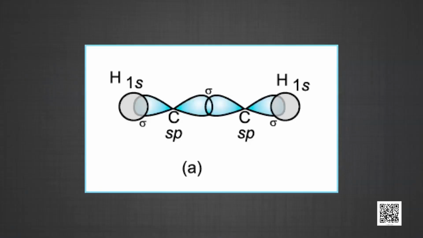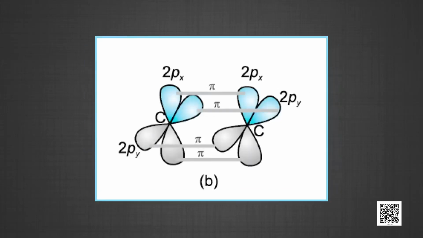and 2px. One sp hybrid orbital of one carbon atom overlaps axially with the sp hybrid orbital of the other carbon atom to form the C-C sigma bond, while the other hybridized orbital of each carbon atom overlaps axially with the half-filled s orbital of the hydrogen atoms, forming sigma bonds.